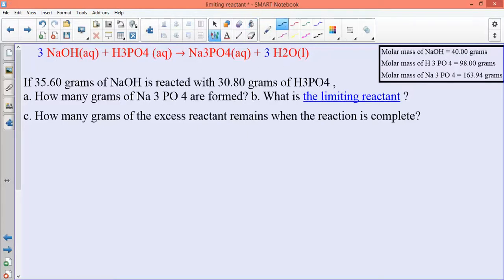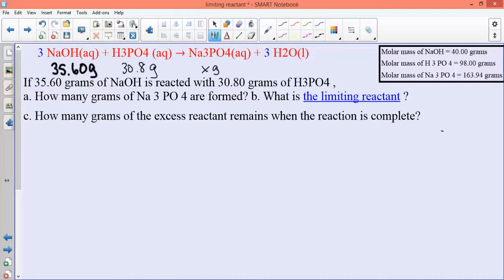The problem: if I have 35.60 grams of sodium hydroxide, I like to write it here, 35.60 grams, reacting with 30.8 grams of phosphoric acid, how many grams of sodium phosphate are formed? And what is the limiting reactant? I'll do A and B together.